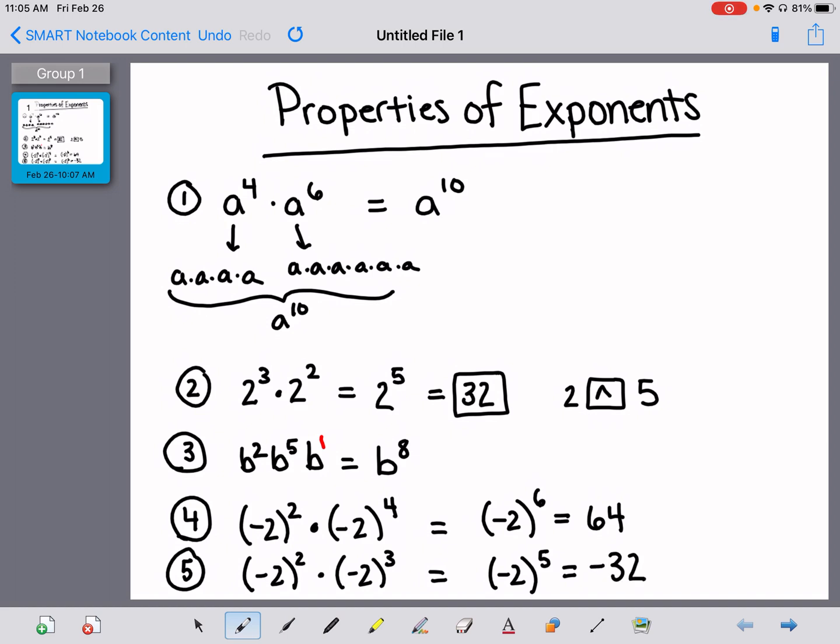So notice sometimes here we get a positive answer and sometimes we get a negative answer. It all just depends on how many negatives we're multiplying. In example 4, we're multiplying a negative number 6 times. So all those negatives will cancel each other out. Whereas in number 5, we're multiplying a negative number 5 times. So there's an odd number that's by itself, and so that results in a negative. All right, so that's one property.